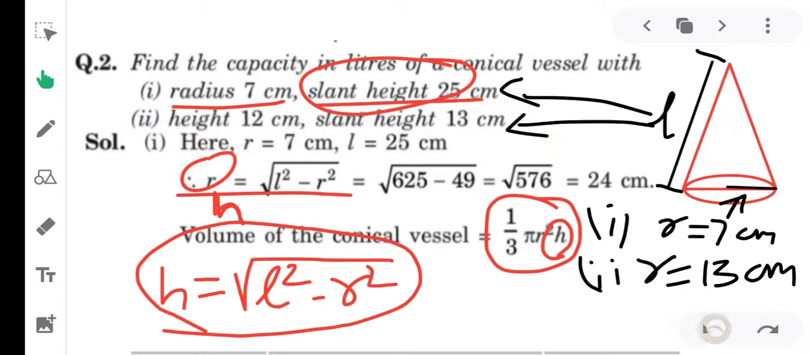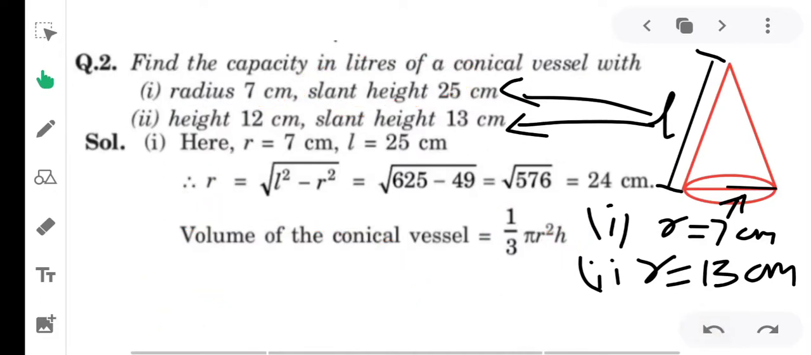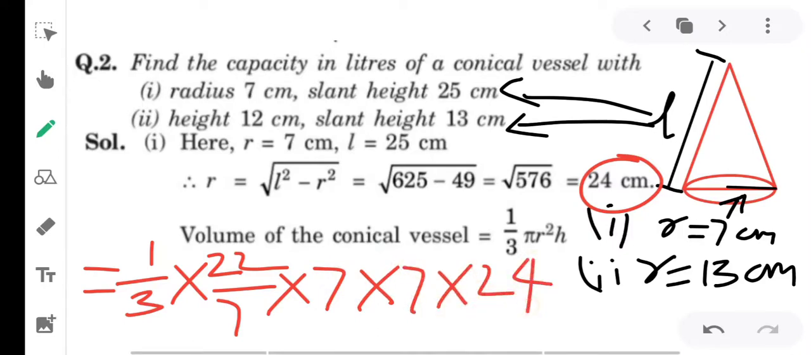right? So now we have got the height, right? यहाँ पर हमको height मिल चुकी है, तो height हमको यहाँ पर कितना मिला है? That is 24 centimeter. Here you can see 24 centimeter is the height. Now simply we can put the values, right? 1 upon 3 multiply 22 upon 7, similar, right? And the radius is 7, so we can write 7 into 7, and the height is 24, right? Now we are able to put the values because we have the height, right? So 7 is cancelled out with 7, right? I can change the color also. So 7 is cancelled out with 7, and 3 can divide the 24. 3 ones are 3 and 3 8s are 24, right?